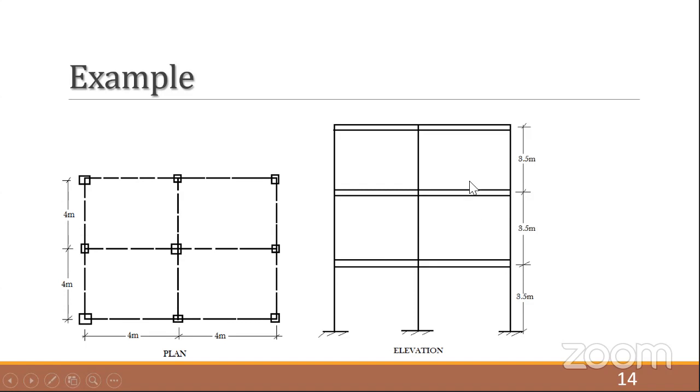So, for example, in this elevation, this is a three-story building. It is a three-story building because the first story is between the ground floor and the first suspended floor slab. The second story is between the first and second suspended floor slabs, while the third story is between the third and the second suspended floor slabs.